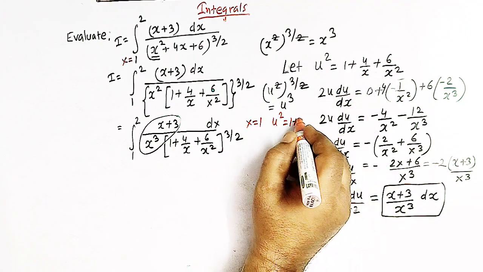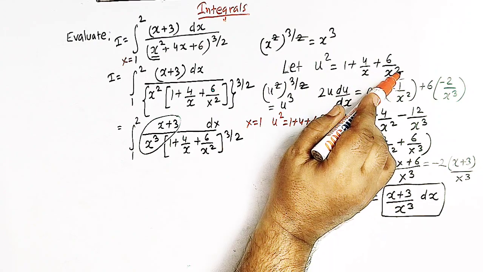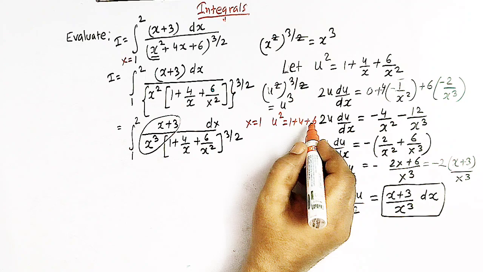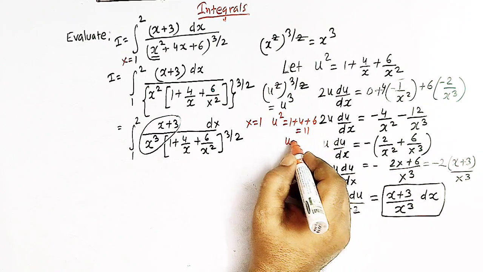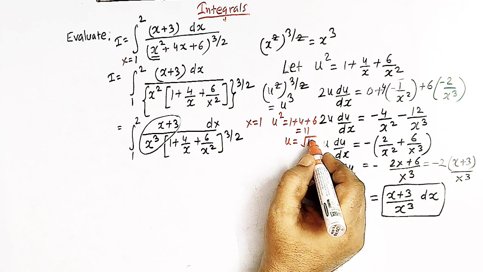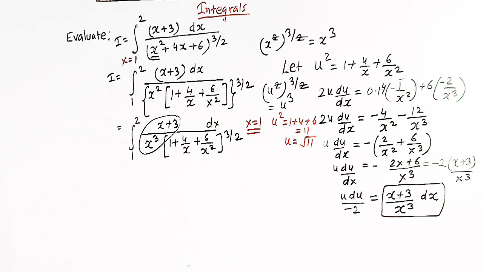So we have 1 plus 4 plus 6, because here we have 1 and here we have 1 square. 1 square is 1. So this is 6 plus 4, 10 plus 1, 11. So u is equal to square root of 11. So when x is equal to 1, u is equal to square root of 11.